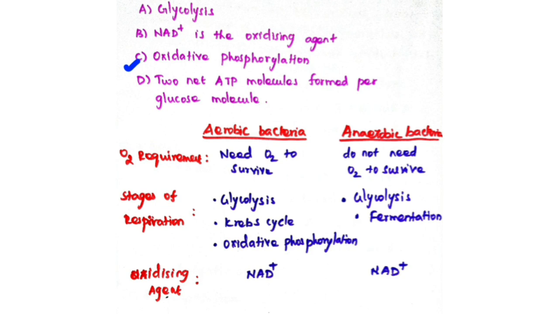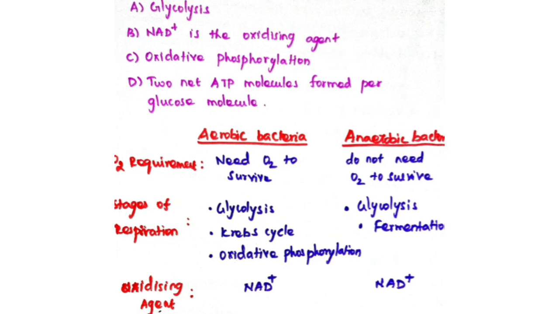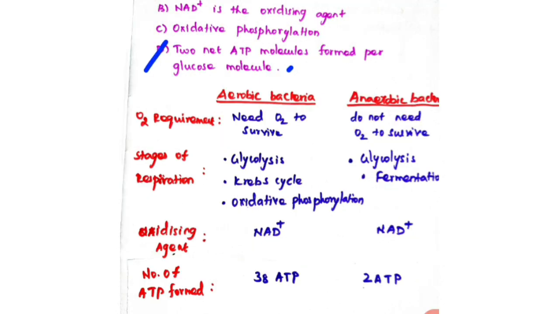So see here, in the stages of respiration, oxidative phosphorylation only takes place in aerobic bacteria. It does not take place in anaerobic bacteria. So this option is wrong. Then they have given 2 net ATP molecules formed per glucose molecule. This is also wrong. Why?